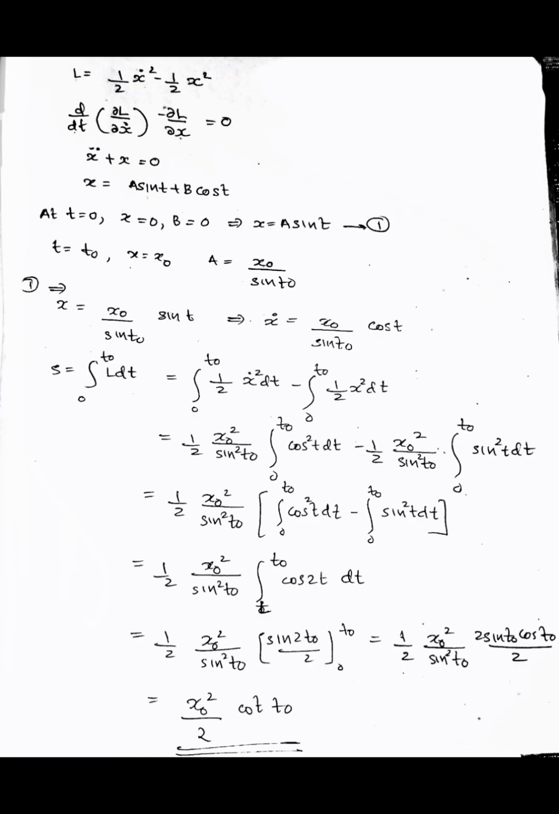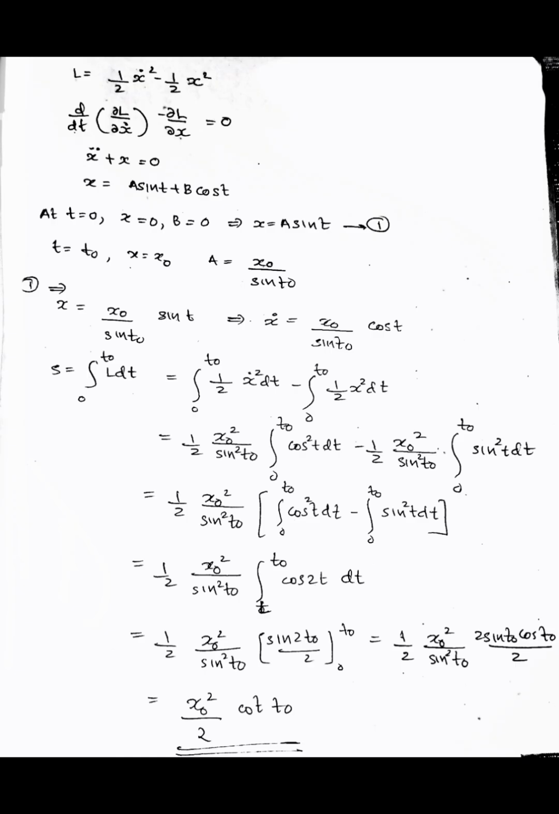that is equal to the integral over 0 to t₀ of ½ẋ² dt minus the integral over 0 to t₀ of ½x² dt, which is equal to ½ x₀²/sin² t₀ times the integral over 0 to t₀ of cos² t dt minus ½ x₀²/sin² t₀ times the integral over 0 to t₀ of sin² t dt. This is equal to ½ x₀²/sin² t₀ times the integral over 0 to t₀ of cos² t dt minus the integral over 0 to t₀ of sin² t dt.